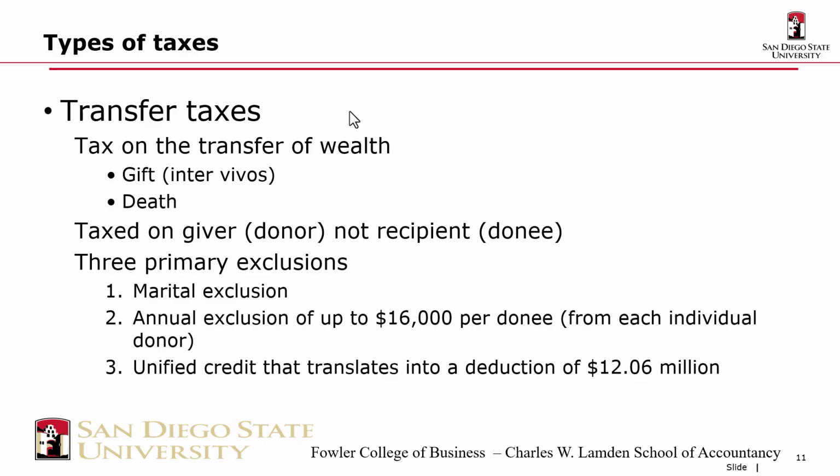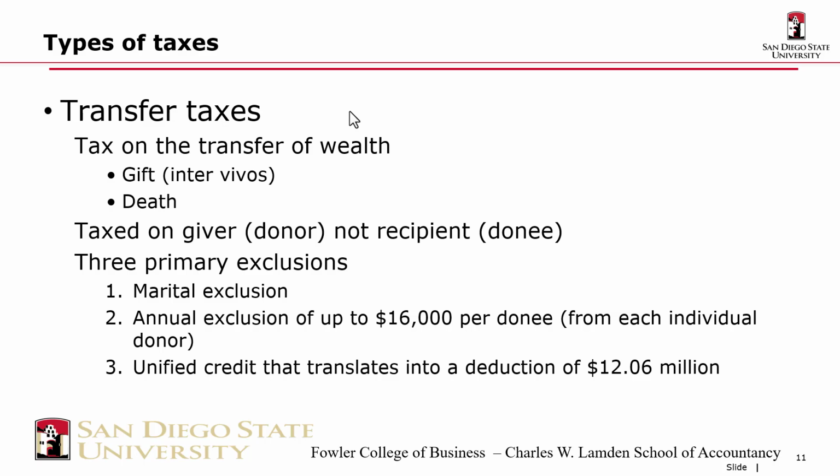There are three primary exclusions to the transfer tax. The first is the marital exclusion. And what that means is you can give as much as you want to your spouse at any time and exclude it. So I could transfer all my wealth to my spouse and exclude all of that.